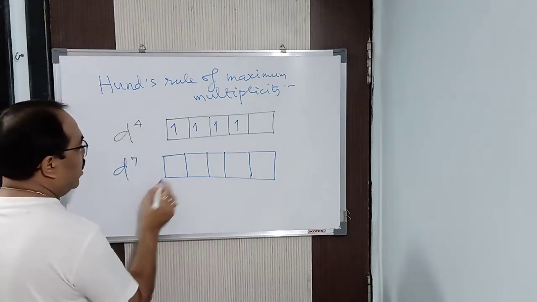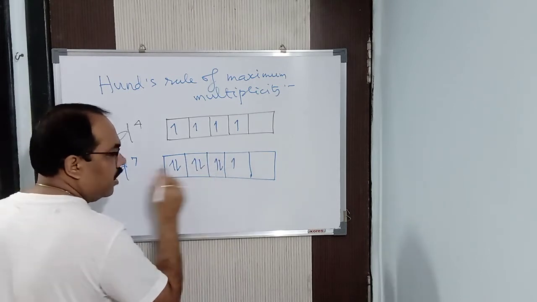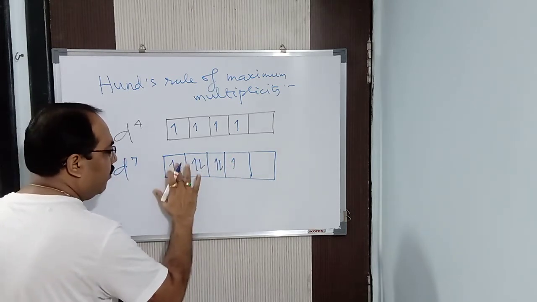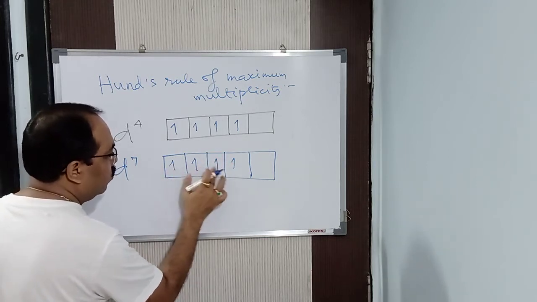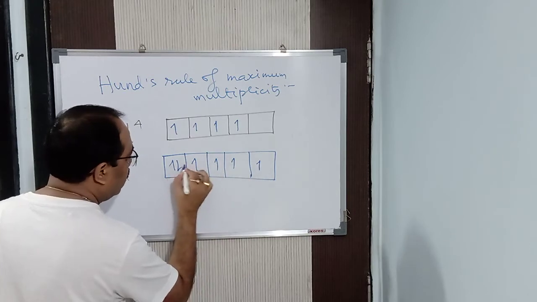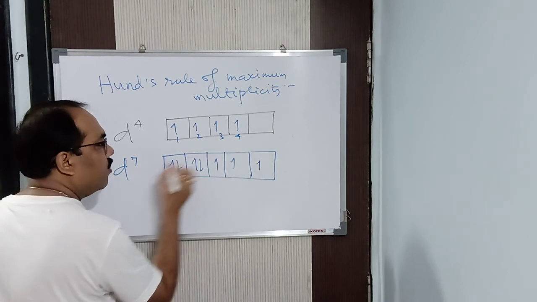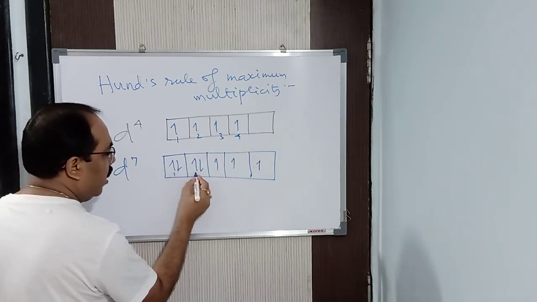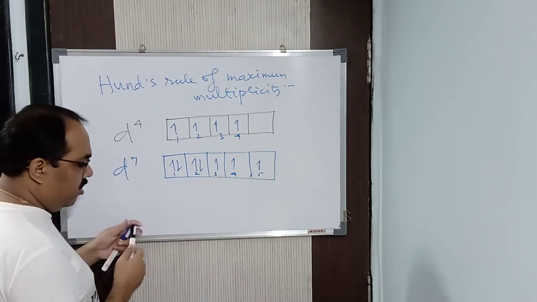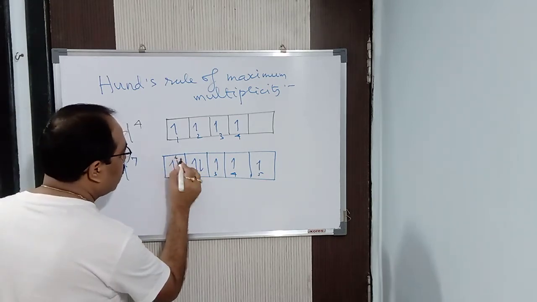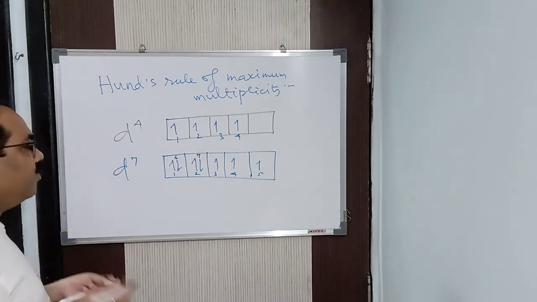So in this way, d7, how will you fill it up? Will it be 1, 2, 3, 4, 5, 6 and 7 in pairs? No, this is wrong. We are not going to fill it up in this manner. We are first going to fill it up singly: 1, 2, 3, 4, 5 electrons are filled up. Now this is your 6th and this is your 7th.